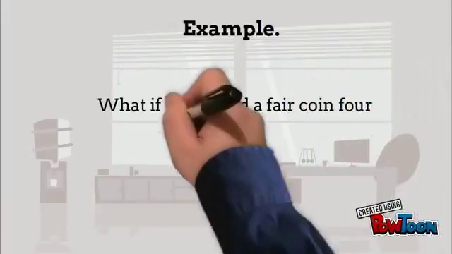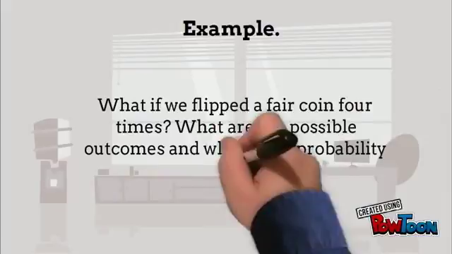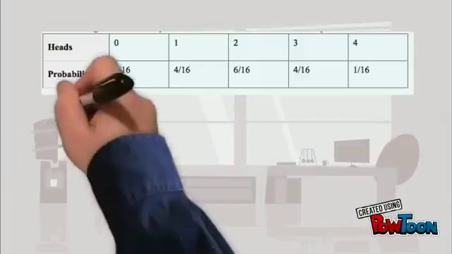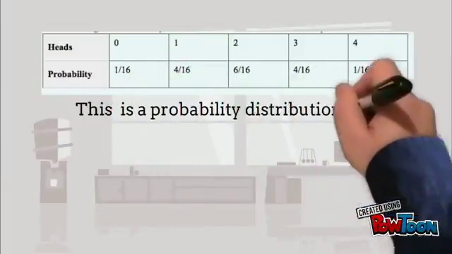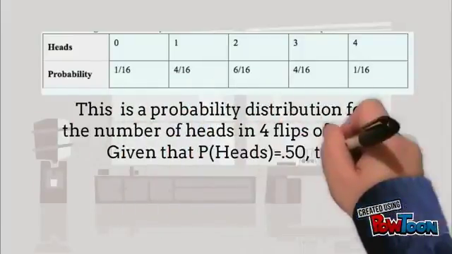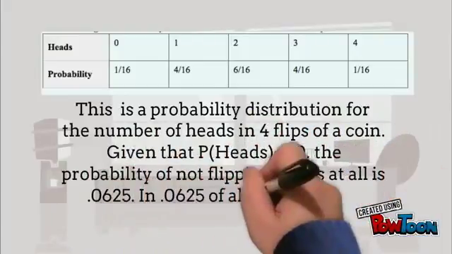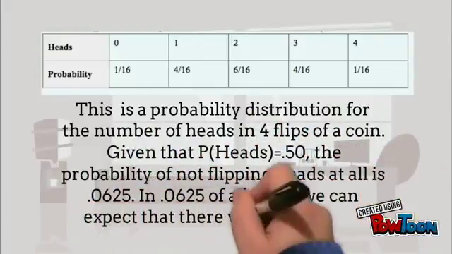What if we flip a fair coin 4 times? What are the possible outcomes and what is the probability of each? This is a probability distribution for the number of heads in 4 flips of a coin. Given that the probability of heads is equal to 0.50, the probability of not flipping heads at all is 0.0625.